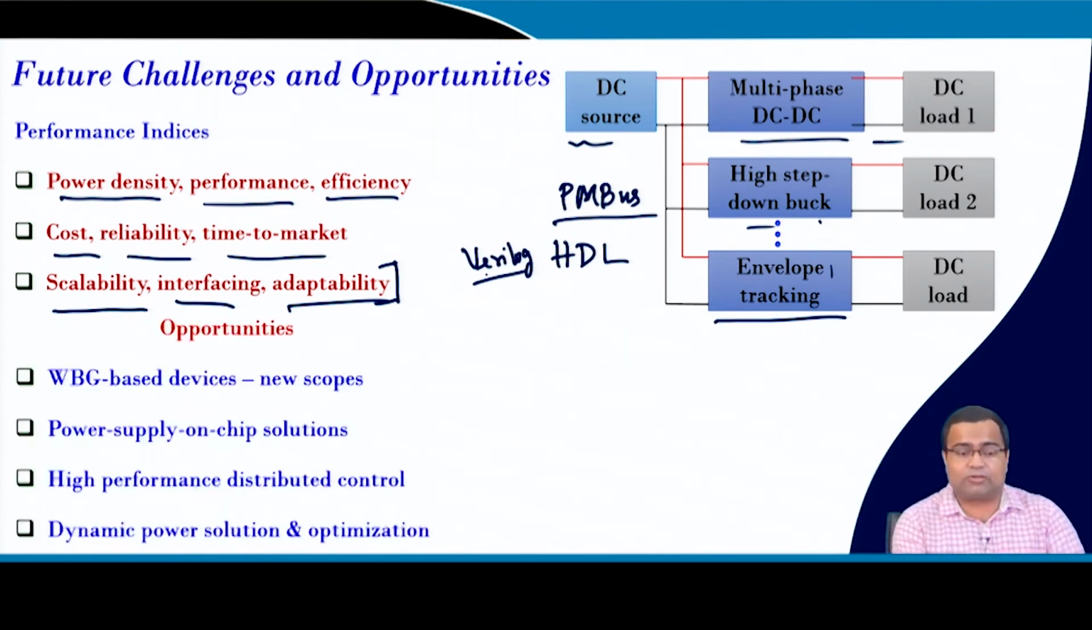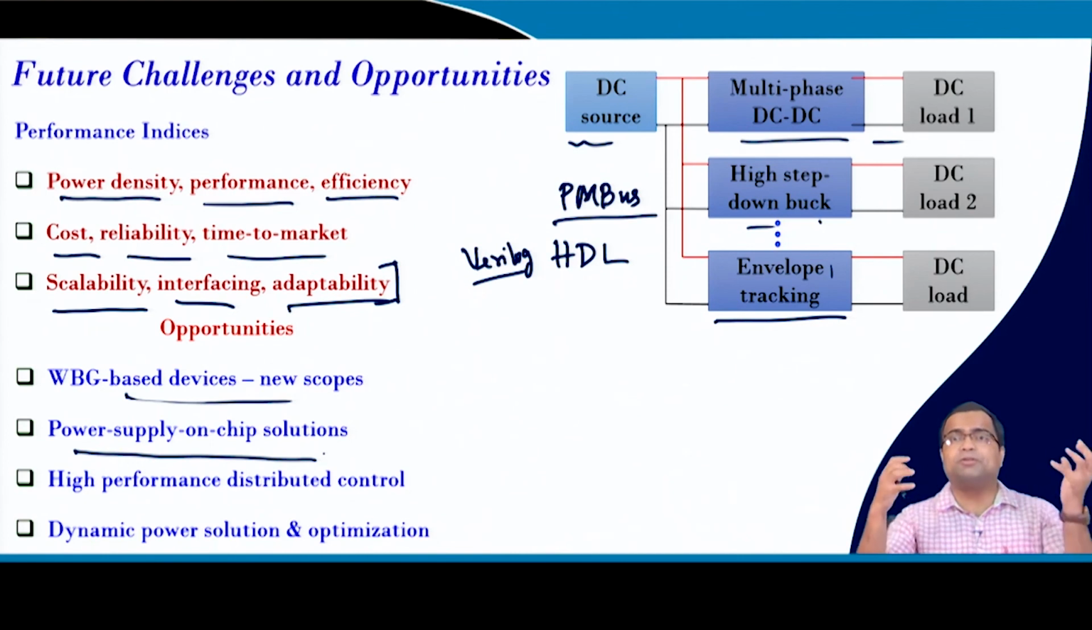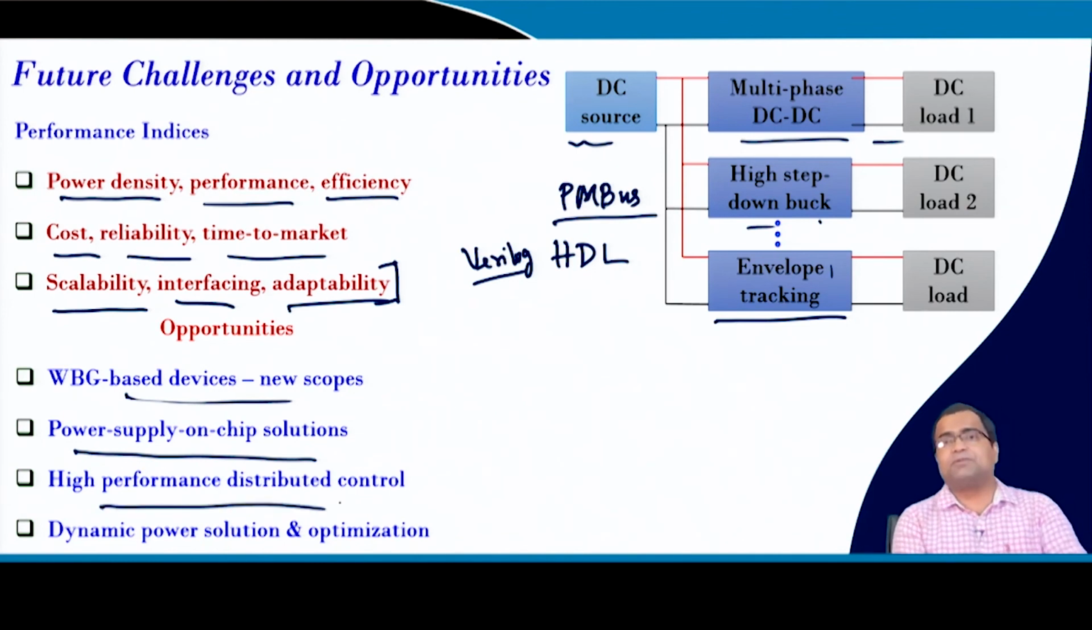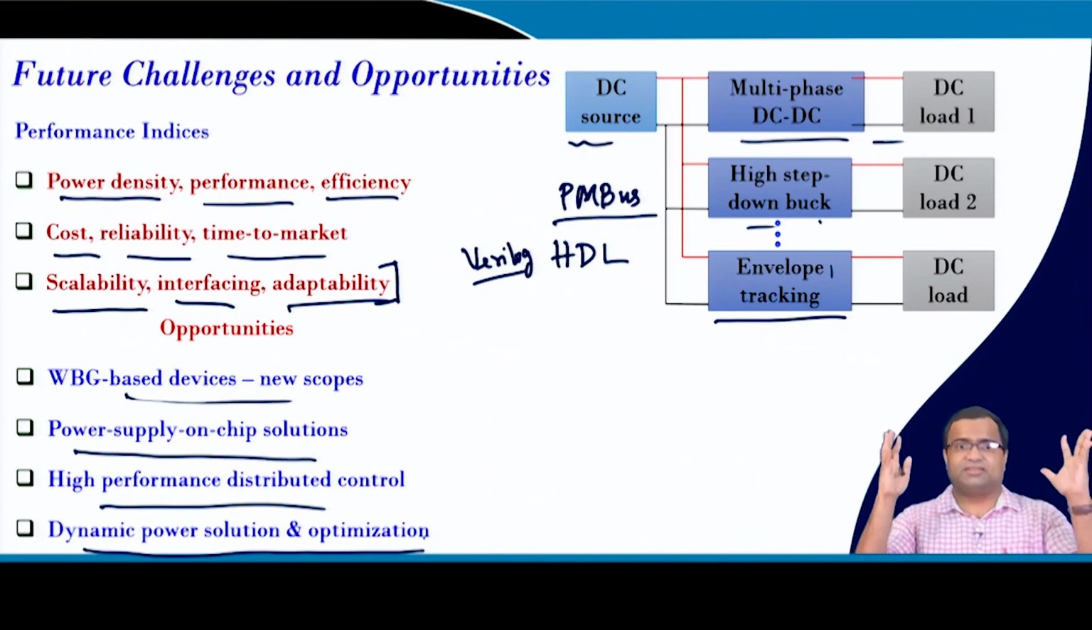Okay. And the opportunity: we are talking about wide bandgap devices, which offer new opportunity for further size reduction, higher power density, and higher efficiency. And as I said, we are going to witness more use of power supply on chip, the whole power supply size will come down in the near future, and we need very high performance and distributed control, because there will be more interconnected converters. And for dynamic power solution optimization, we talked about DVS, where the power supply voltage of the processor has to be adjusted according to the computational demand, so that we reduce the dynamic power to save energy without violating the real-time constraint, right.